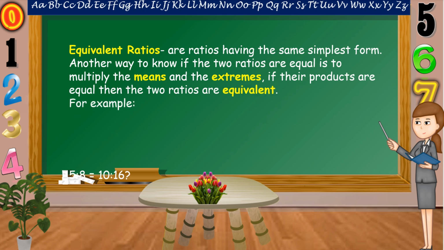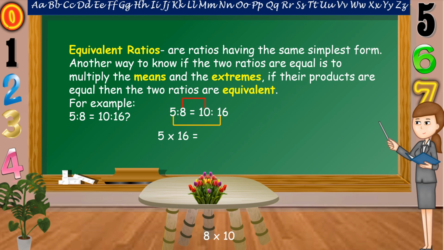For example, 5:8 is equal to 10:16. To find the answer, let's multiply the means and extremes. So 5 times 16 is equal to 8 times 10. 5 times 16 is equal to 80, and 8 times 10 is equal to 80. Therefore, 5:8 and 10:16 are equivalent ratios.